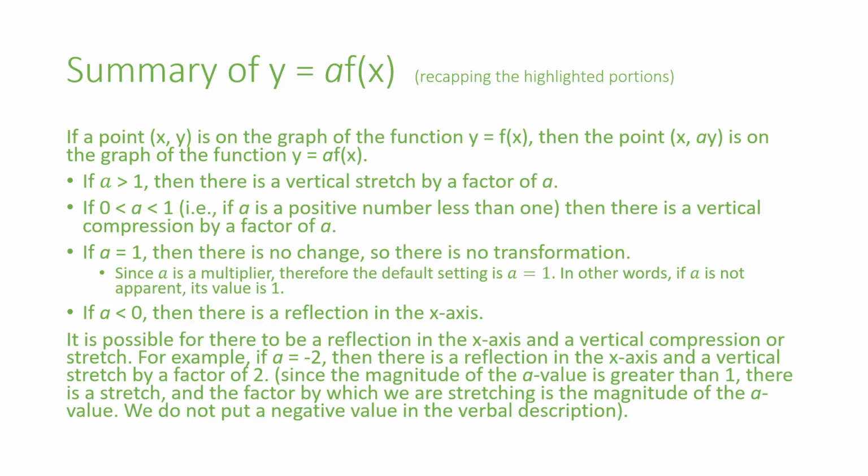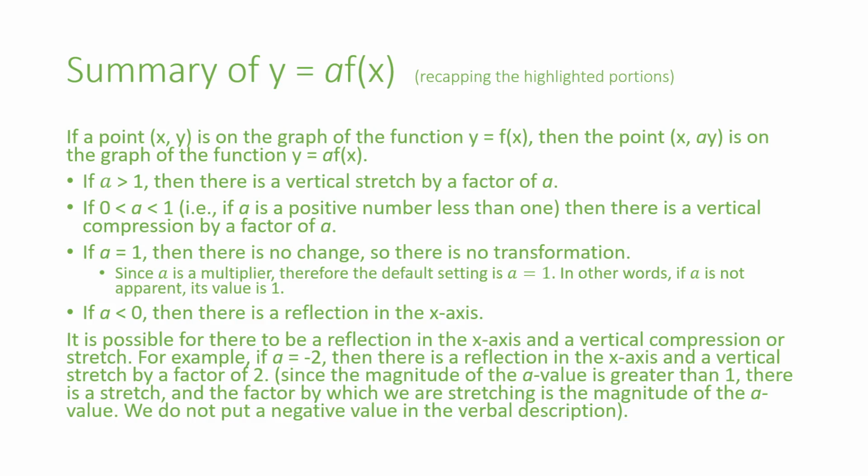So a summary of the impact of the a value is as follows. If a is greater than 1, there's a vertical stretch by a factor of a. If 0 is less than a less than 1, in other words, a is a positive number less than 1, there's a vertical compression by a factor of a. If a equals 1, there's no change, meaning there's no transformation. And if a is less than 0, then there's a reflection in the x-axis.